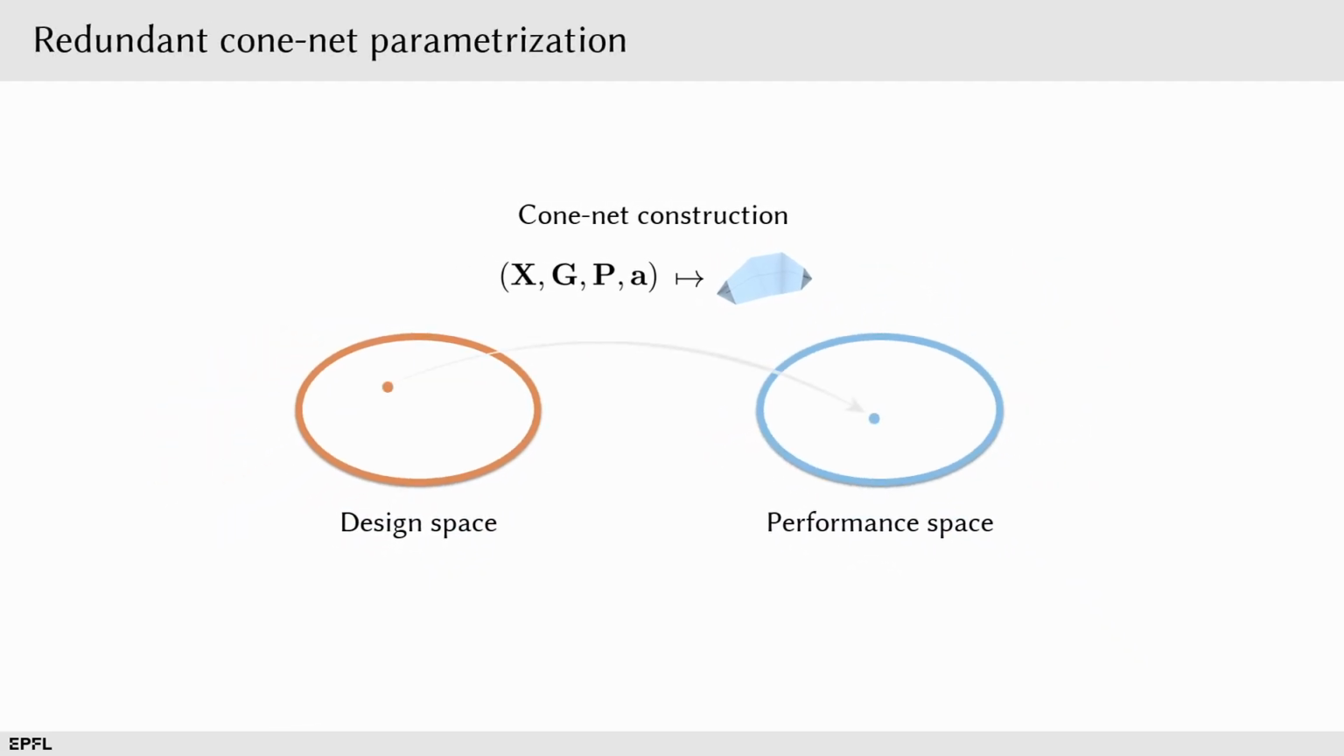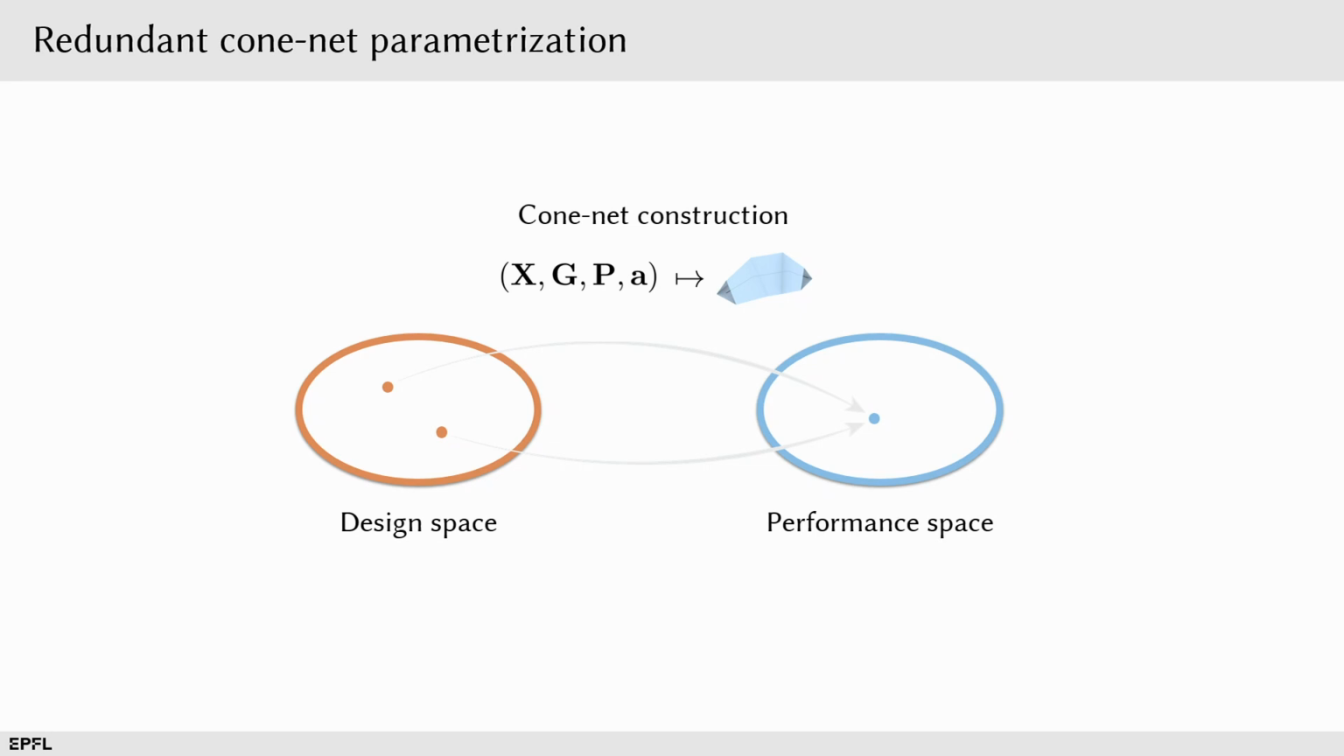The connet construction, as we formulated it, is a non-injective map. So there you see one point in design space, one in performance space. There is an arrow that connects the two. But to get to that point, we can also pick other design parameter values. So for any connet, there exist multiple, in fact, infinitely many parameter values that encode the same geometry.